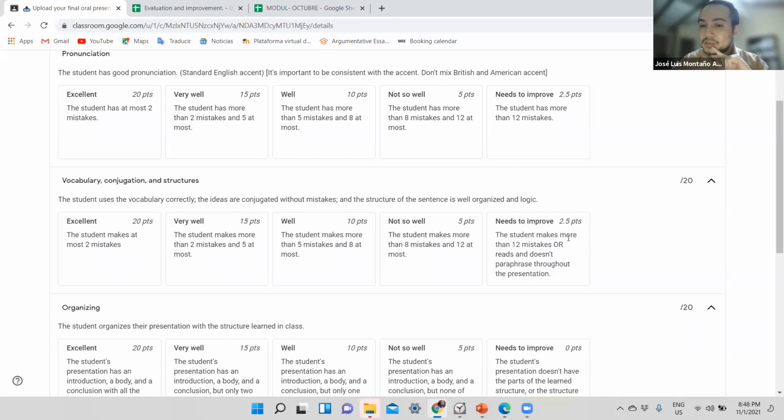And here, the last one, if you make more than 12 mistakes, or if you read, or if you don't paraphrase throughout the presentation, you are going to have this score. Why? Because it's not fair. If you're only reading, of course, you're going to have fewer mistakes over here. It may be different. Why? Because it's only reading. So in order to evaluate this, I need you to use your own words. That's why also your presentations are going to be a little bit different.